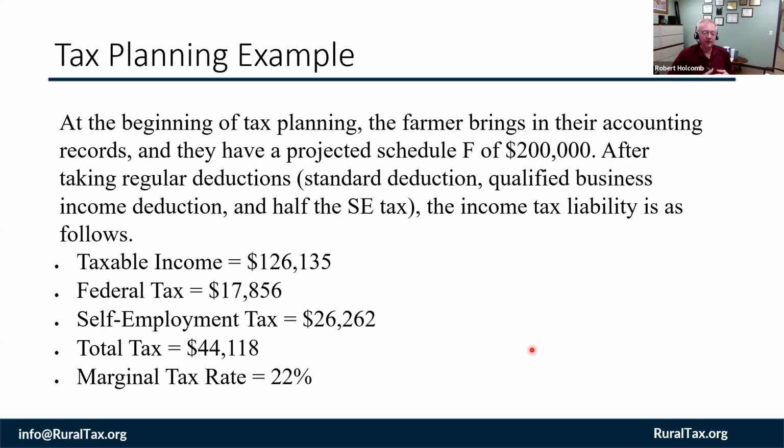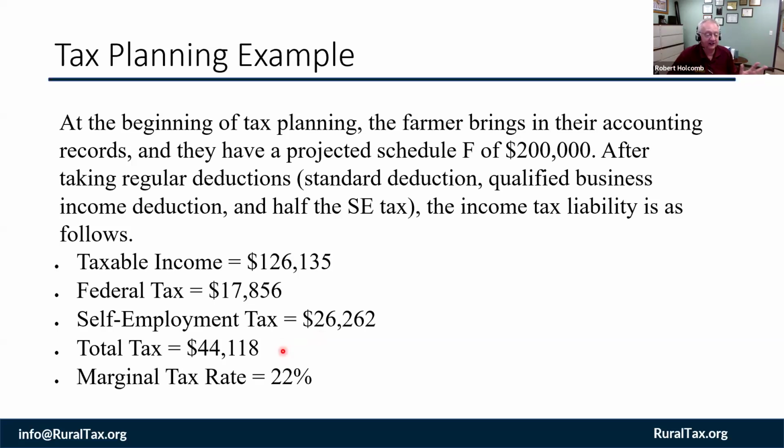I'm going to start with a Schedule F. This was a married filing joint couple, no kids, with a Schedule F of $200,000. The assumption here is it's 100% farm income, so everything is going to be subject to self-employment tax. Once you get done taking the standard deduction and the QBI deductions and everything, which we didn't get into, we end up with a taxable income of 126,000. Federal tax in this situation comes to 17,856. Self-employment tax is a little over 26,000, or a $44,000 tax bill.